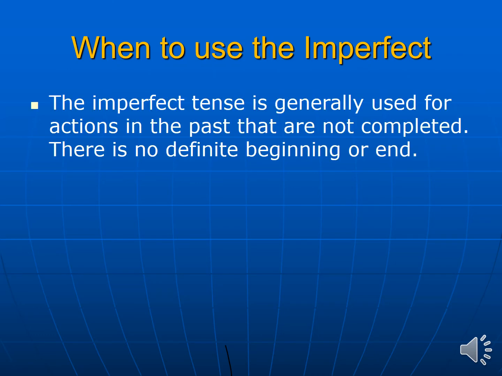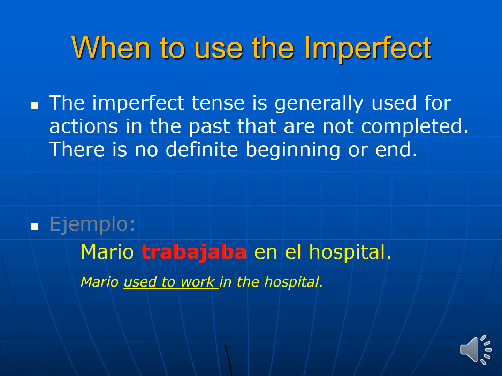When to use the imperfect? The imperfect tense is generally used for actions in the past that are not completed. There's no definite beginning or end. If they have completed, we're not stating that they have, and we leave that ambiguous. For example, Mario trabajaba en el hospital. We could translate that Mario used to work in the hospital. Or we could say Mario was working in the hospital.